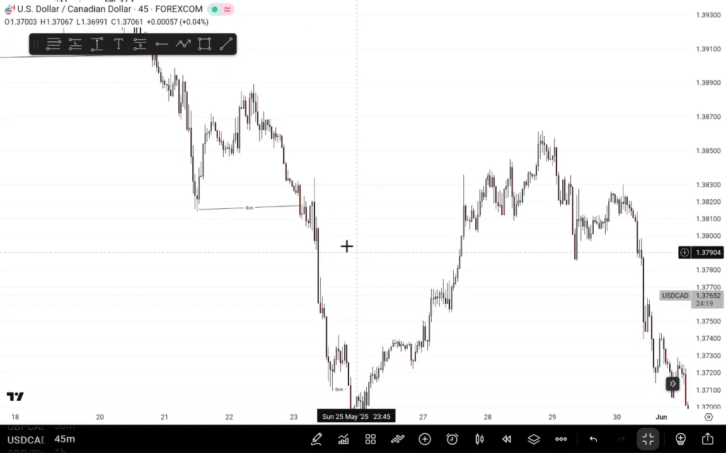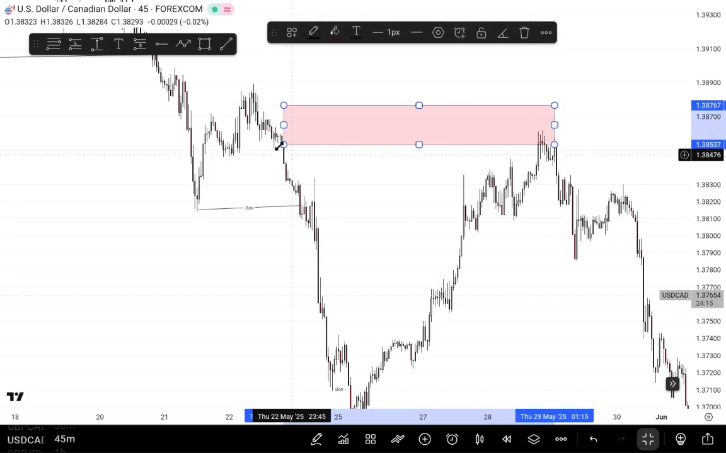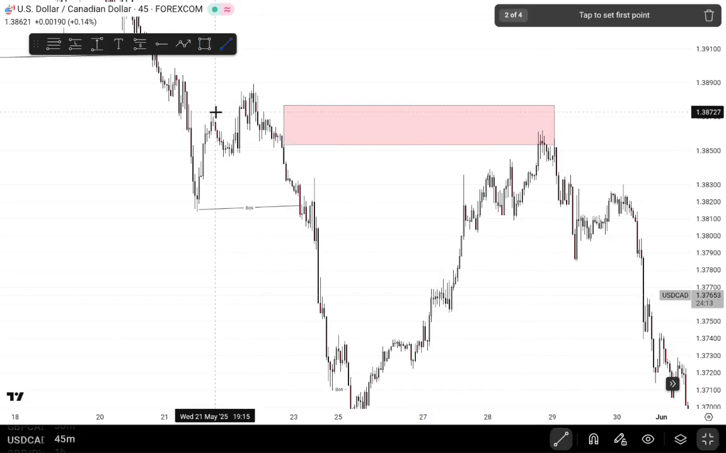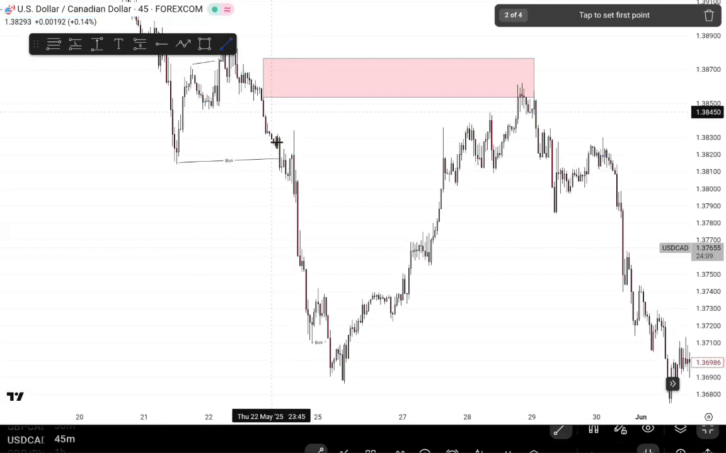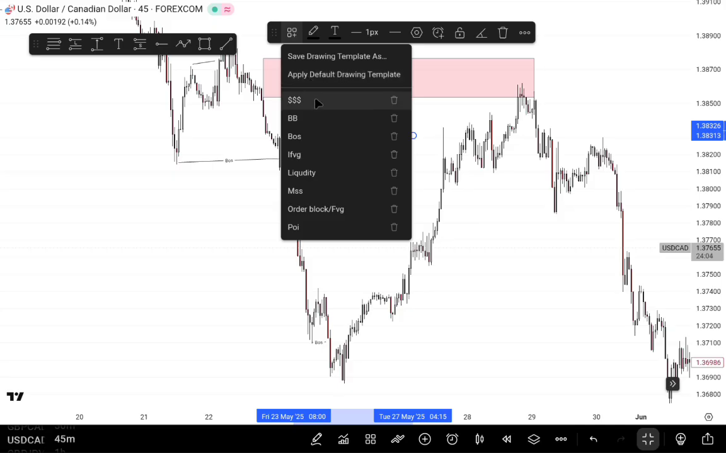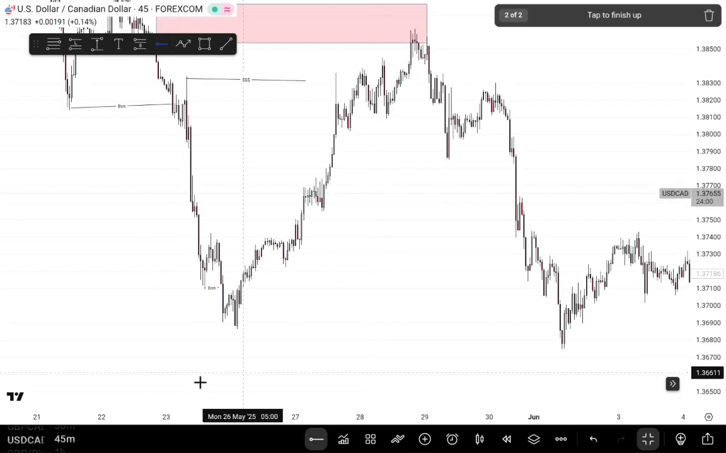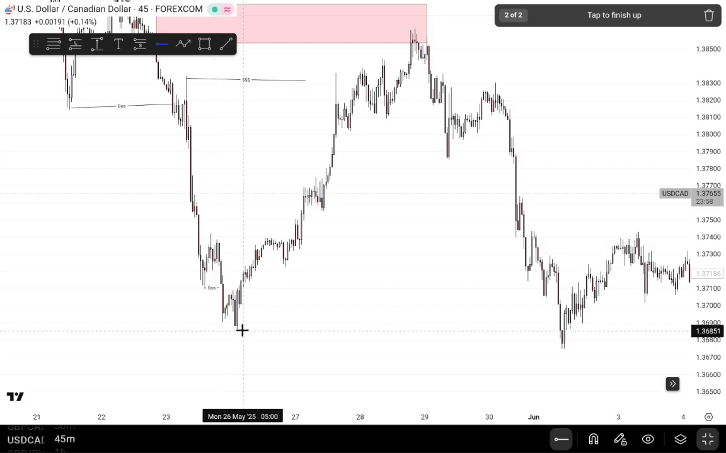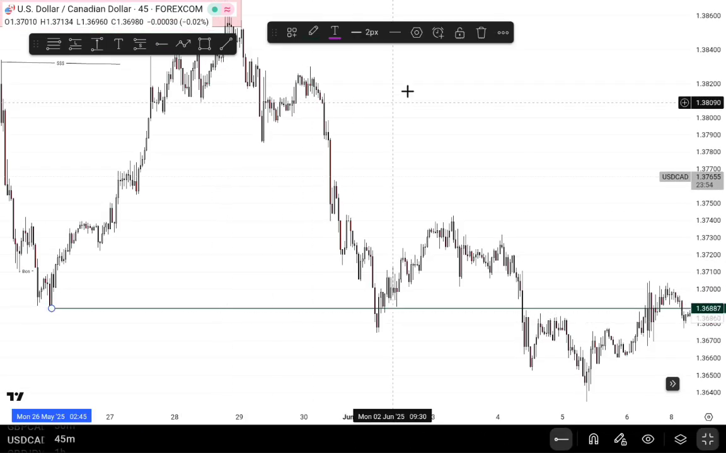And price do react from this supply zone. Now this supply zone take out liquidity from here. Alright, this also liquidity be confirmed. Before you know, price take out liquidity from here, from this swing low. Alright, so you can see how the market is moving.